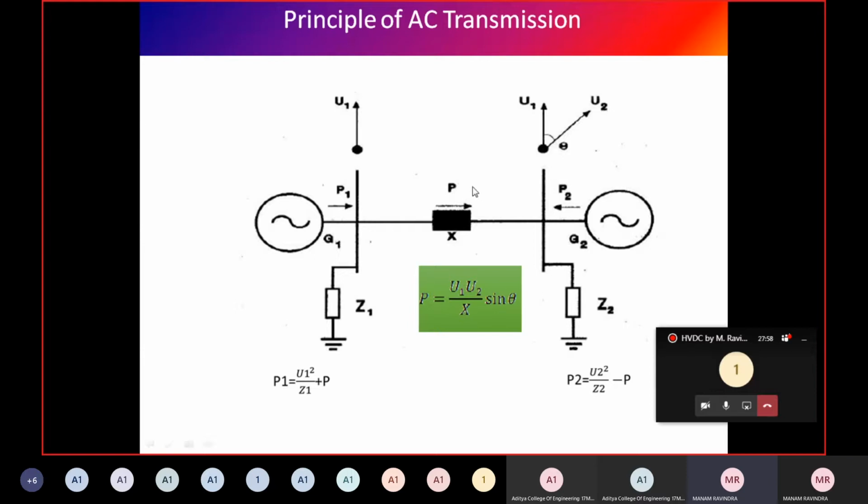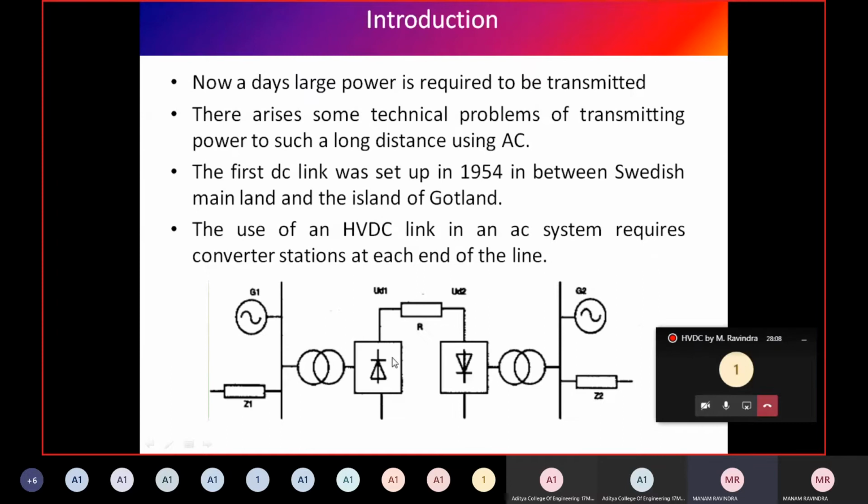See, what we do is, we place a DC link in between these two ends. Now let's see this one. Next slide, you can see here. This is the rectifier end, and this one is the inverter end.